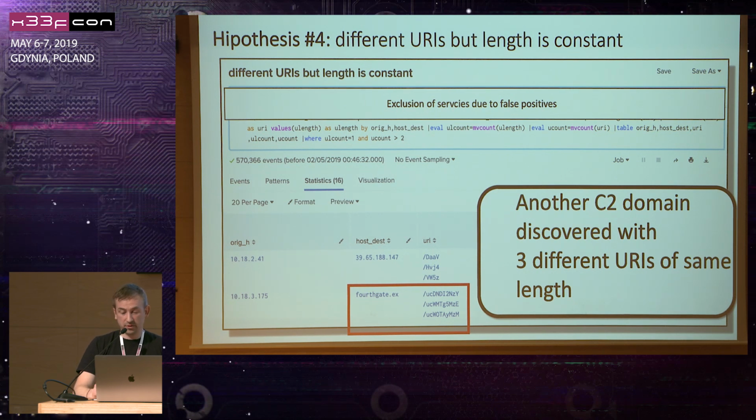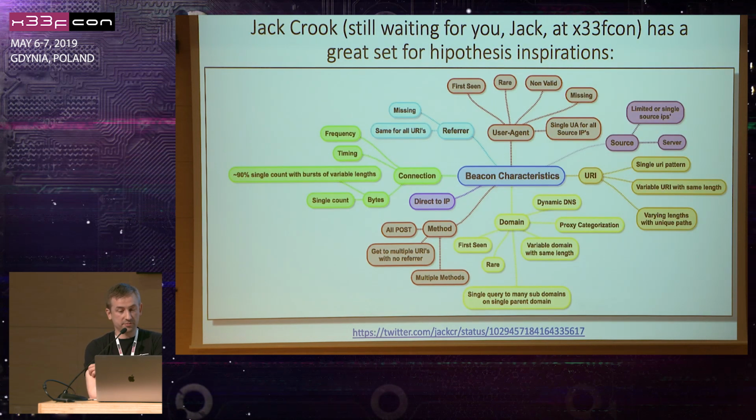And sorry for the spoiler, but if you would like to see different types of hypotheses, the Jack Crook mind map, which he prepared some time ago, is a great set of hypotheses. We implemented several of them, you could see on the previous slides. We hope that one day Jack is going to come because he was supposed to be on the first edition. We keep fingers crossed for him. So it's also a very good way to find inspirations for detecting the beaconing part.